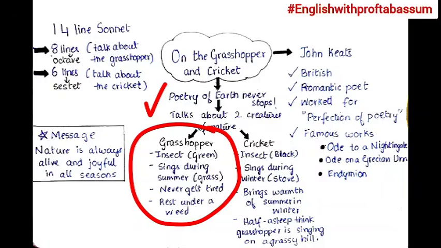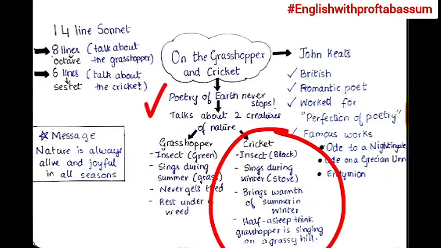Then John Keats talks about another insect that is the cricket. It is usually brown or black in color and it sings during the winter season. So during the winter season, when frost is there, meaning ice is all around and everything is silent, everyone is half asleep, meaning they have not completely slept. At that time, the cricket's voice comes from the stove in the kitchen.